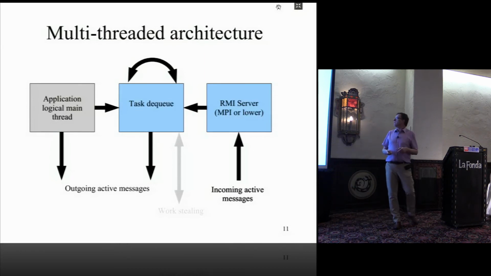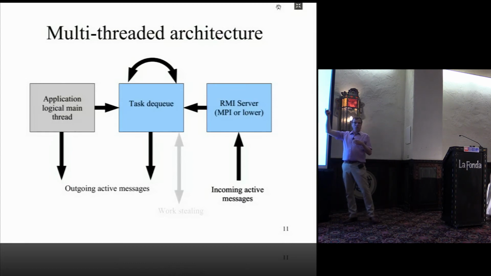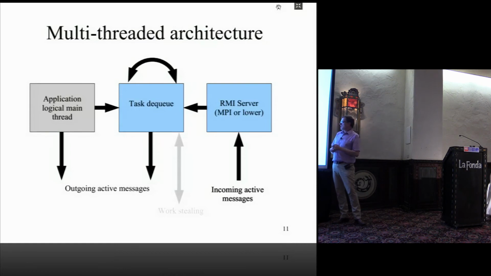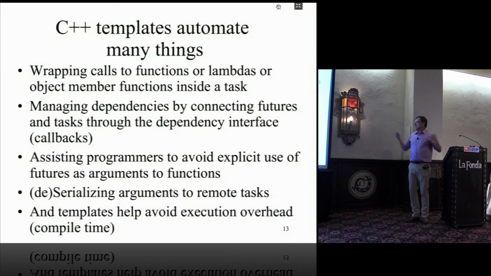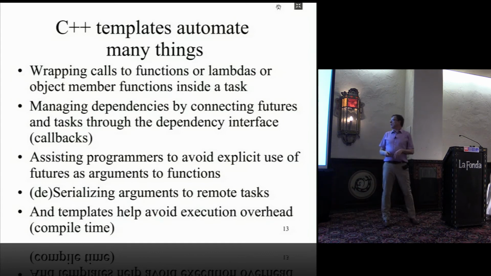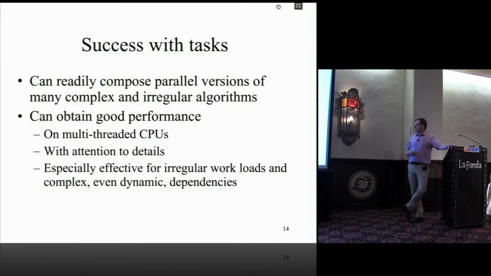And let me keep going. So the simple model that we have inside a single process is there's a logical main thread for the application, and essentially all concurrent computation is achieved by submitting tasks to the task queue, and then there's a separate thread that's handling requests, tasks, or requests for data coming in from other processes. So yeah, there's an interface that defines a task, and you can submit tasks locally or remotely. And we use a lot of C++ templates to basically manage a lot of the complexity and make it easy and intuitive to write this stuff.